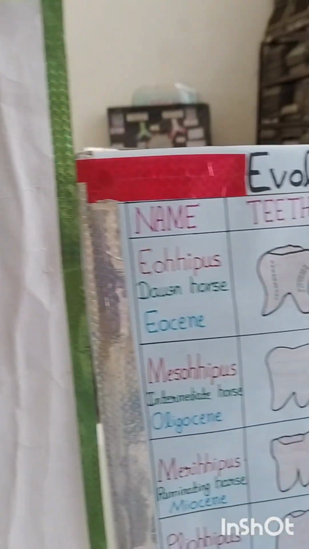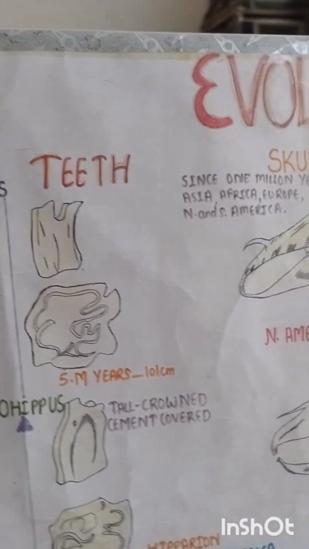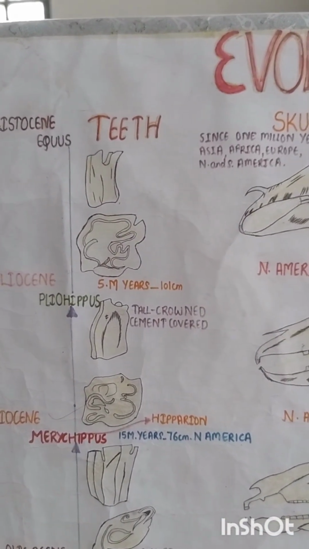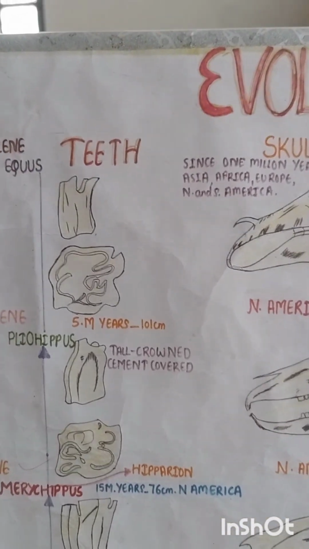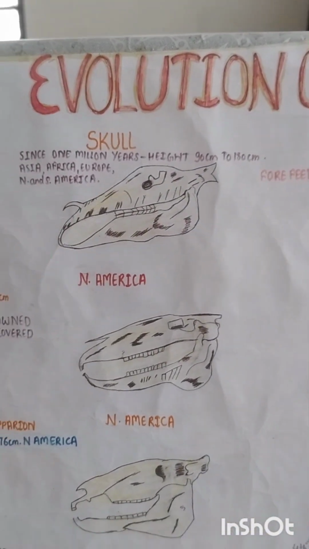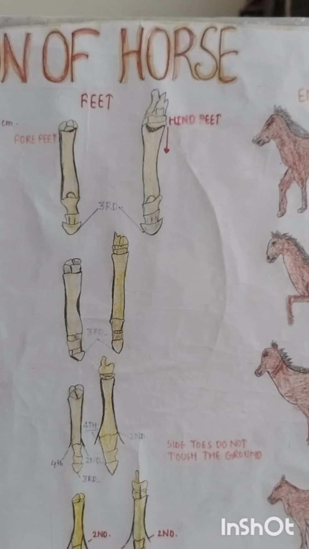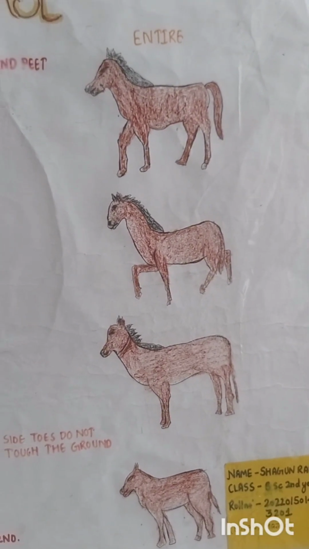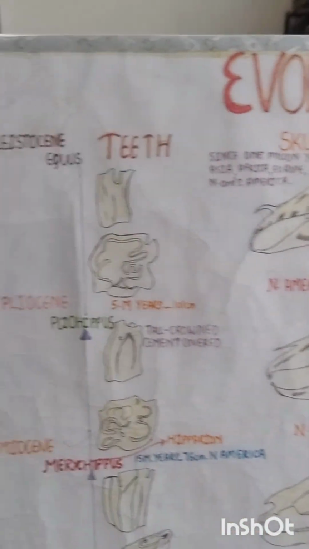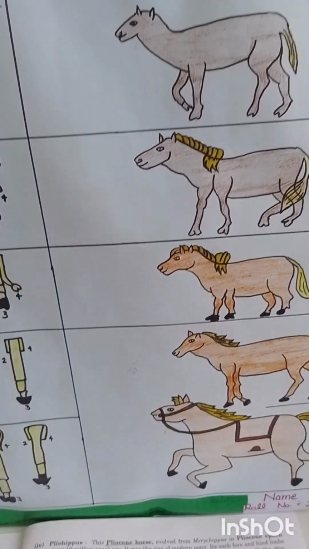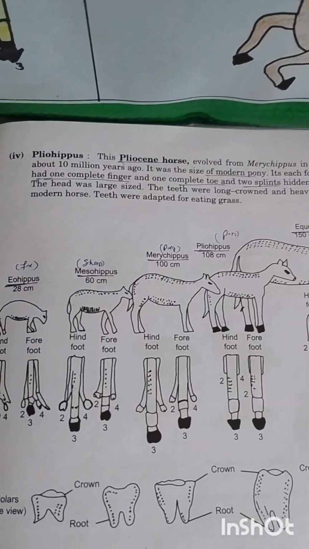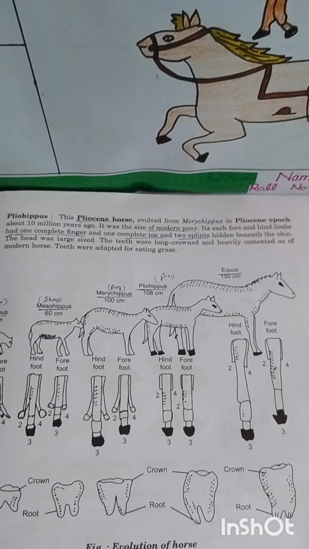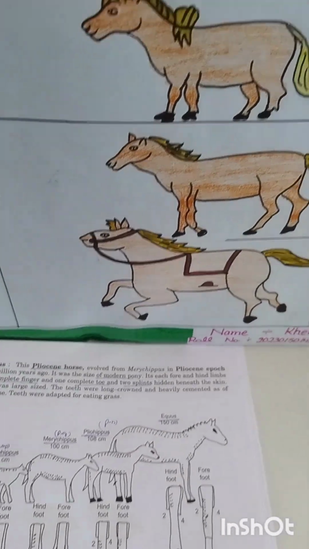Size also. This is again another chart submitted by a student, showing the changes in teeth, skull, then feet, then the entire structure of the horse. So in the evolution of the horse, you can see different differences. You can see the variation, and how it has evolved from one period to the next.